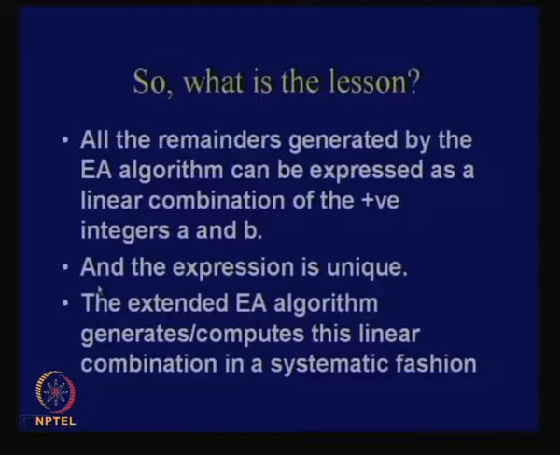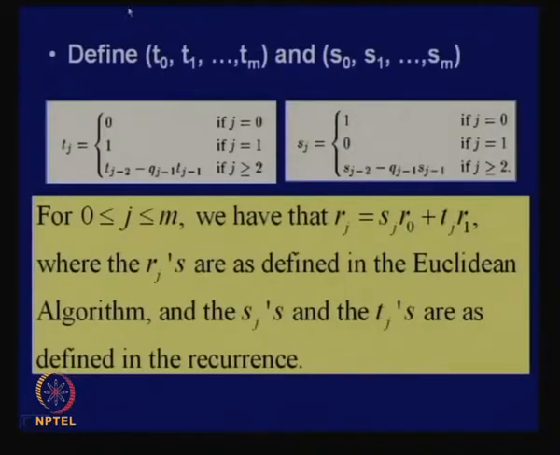So, we will see that the extended algorithm just generates or computes these linear combination values in a quite systematic fashion. Okay. So, how do we do this? This is how it is done. You define a series of t terms, t0 to tm, and similarly s0 to sm, and this is how you define tj and you define sj. So, basically you have a recursive construction. Okay. So, you see that if j equal to 0, tj has been initialized to 0, and if j equal to 1, then tj is equal to 1. What about sj? Sj is just the other way around.